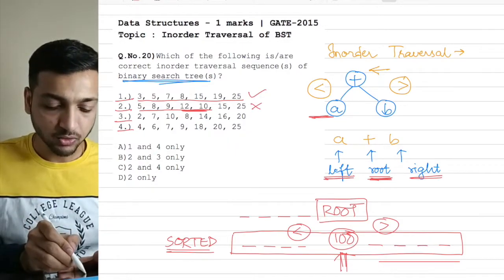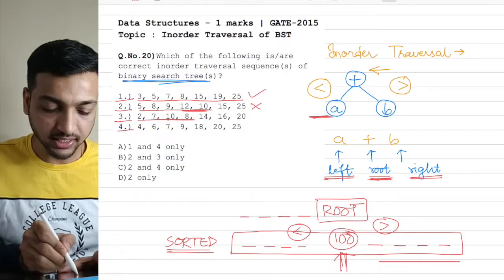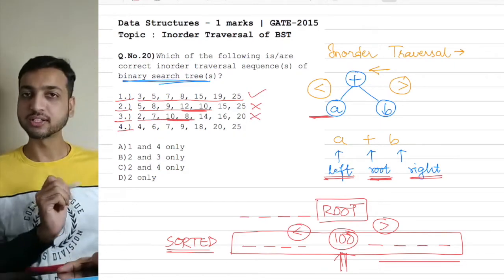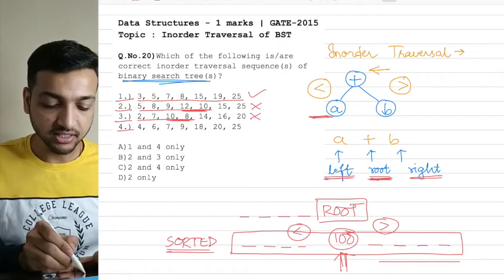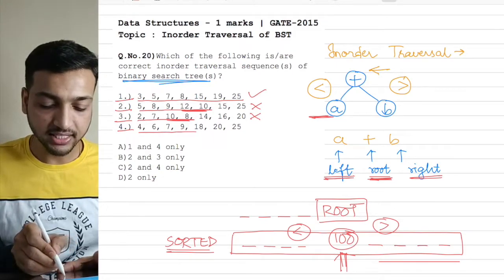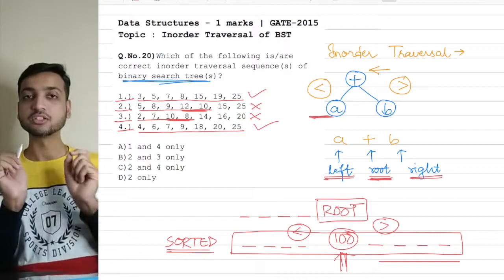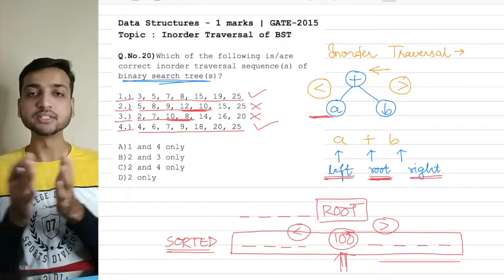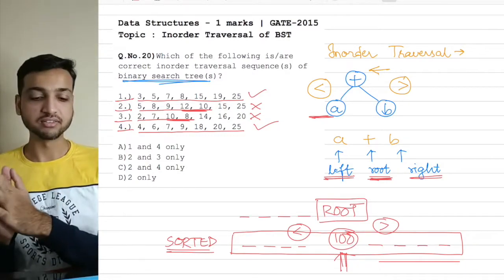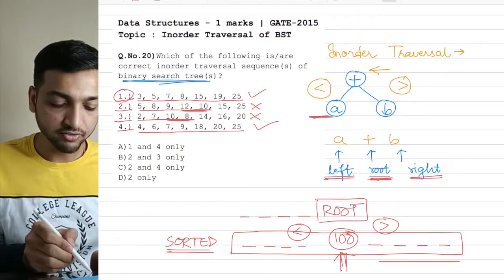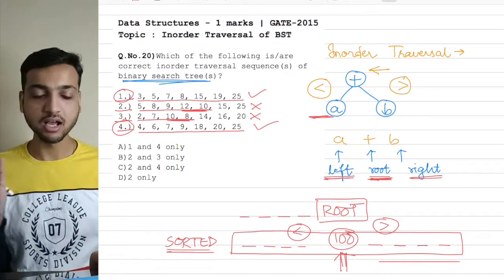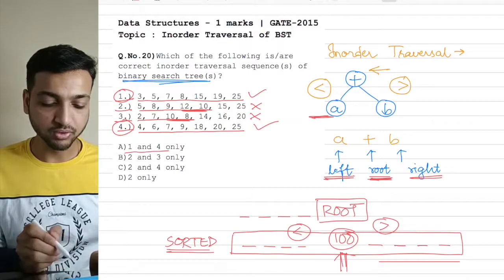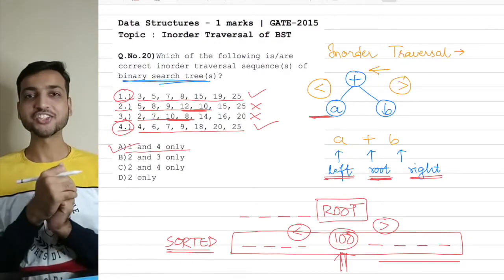So this is not an in-order traversal. Let's look at the third option: 2, 7, 10, 8. No, again 10, 8 is not sorted, so cross. And finally, 4, 6, 7, 9, 18, 20, 25. This is also a sorted sequence, so this is also a valid in-order traversal. So 1 and 4 are valid answers. So 1 and 4 only, option A, is our right answer.